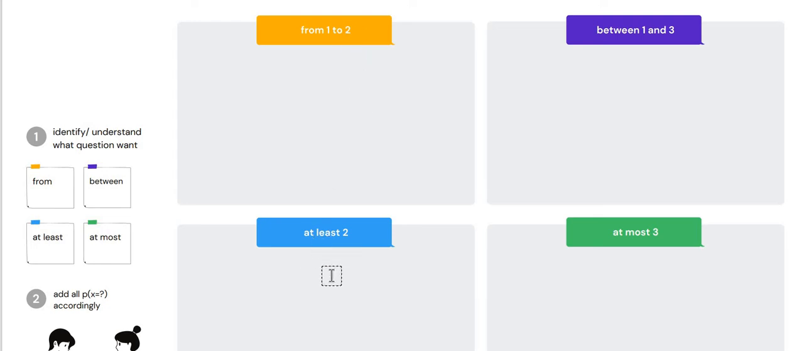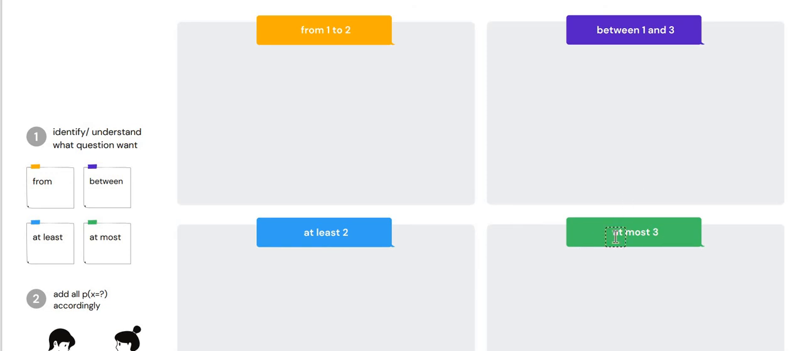Now for the C one, at least 2. What does "at least 2" mean? Sekurang-kurangnya 2. Is 2 included or not? Yes, it's included. In Malay, sekurang-kurangnya 2 means 2 is included, so it must be 2 and more. At least 2 means 2 and more.